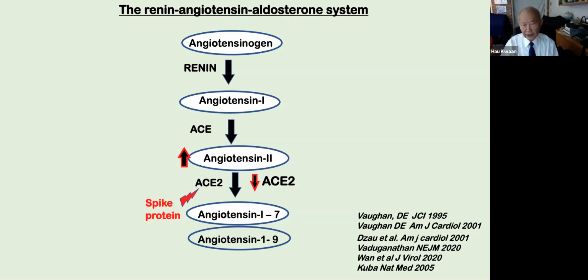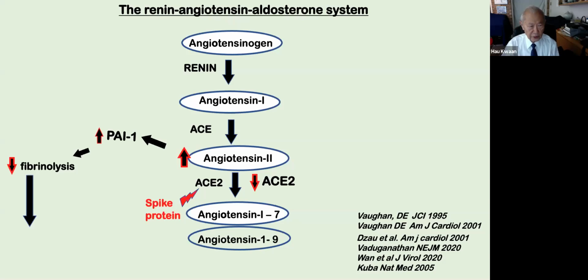So we have a high angiotensin 2 as a result. The high angiotensin 2 is harmful to the body. First of all, angiotensin 2 will increase the PAI-1 level. PAI-1 is the plasminogen activator inhibitor 1, which is the main inhibitor of the fibrinolytic mechanism. So there's decrease in fibrinolysis, increase in the hypercoagulable state.